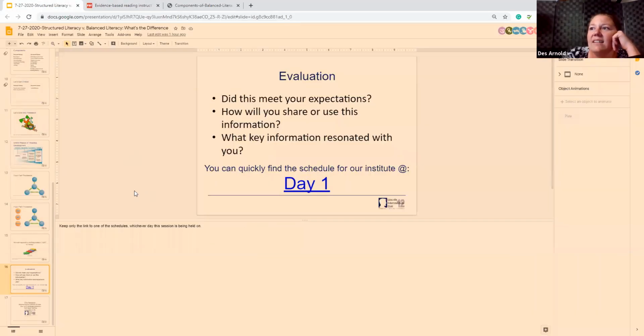We're on the last slide. Okay, go ahead. Think about how this met your expectations. How will you share or use this information, and what key information resonated with you? Okay, and then you can head over to your session 4. I'll hang out here for a little while and see if I can help Stacy troubleshoot, and if you have any questions, feel free to ask.